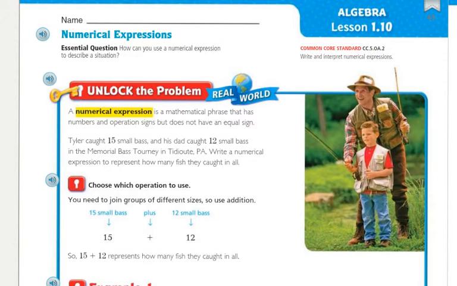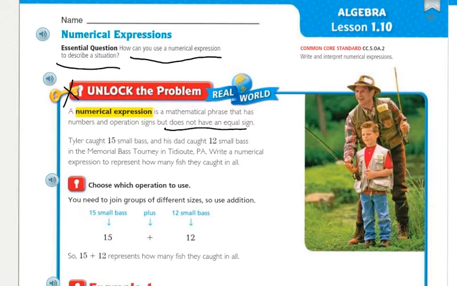Lesson 1.10, Numerical Expressions. The essential question is, how can you use a numerical expression to describe a situation? Unlocking the problem. A numerical expression is a mathematical phrase that has numbers and operation signs, but does not have an equal sign.